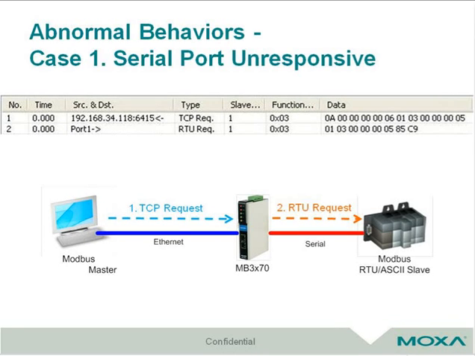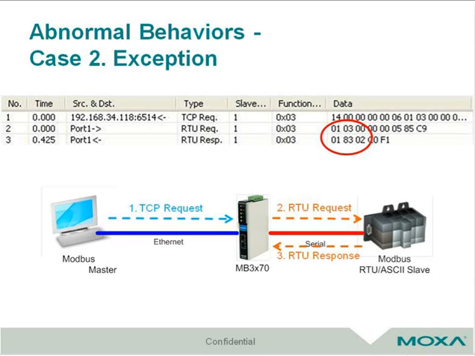Next are two examples of abnormal behaviors. The first one is when the Modbus RTU slave doesn't respond to the request. You can see that there is no third record as the RTU response. This may be caused by the RTU slave being powered off or not recognizing the RTU request. Case 2 is an exception, when the RTU slave receives the request correctly but cannot handle it. For example, if the request is to read a non-existent output or register, the RTU slave will respond with an exception response, just like I highlight on the slide.